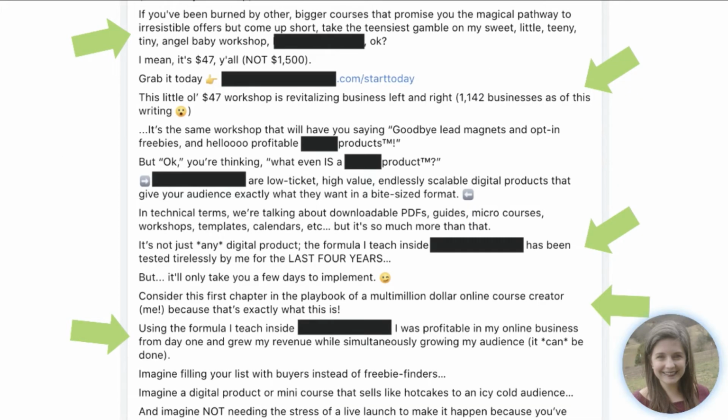All right, now let's look at the description or the body copy for the ad. Before we get into things I would change, first I want to highlight things that I love that this ad is using. So take our first little green arrow here.